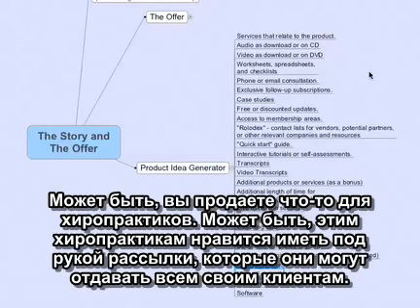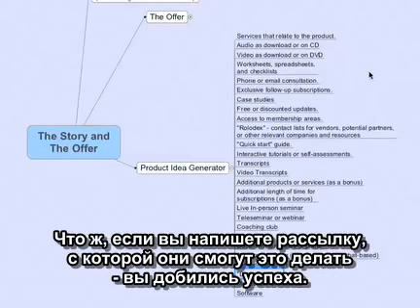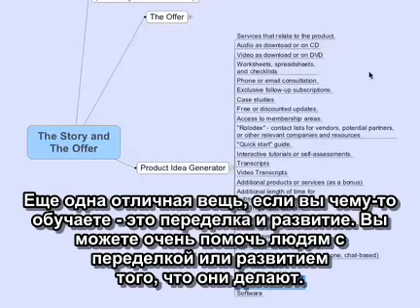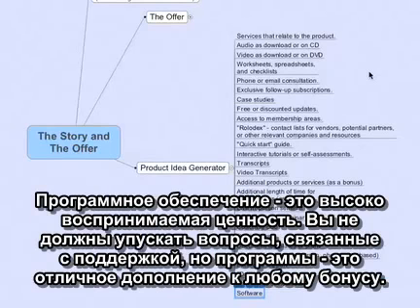Maybe you're selling to chiropractors. Well, maybe those chiropractors would love to have a newsletter to give to all of their clients. Well, if you write the newsletter so that they can just hand it out, that's a winner. Makeovers or hot seats. This is if you're teaching someone, anyone, anything really, you could help them with a makeover or an evaluation of what they're doing. Software has a high perceived value.